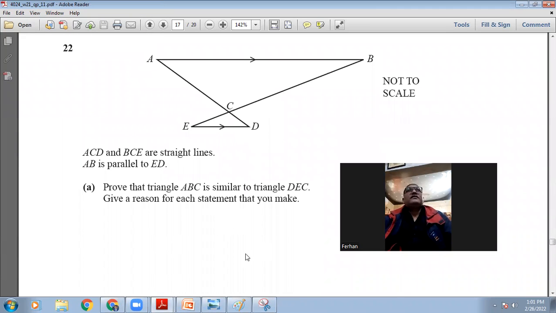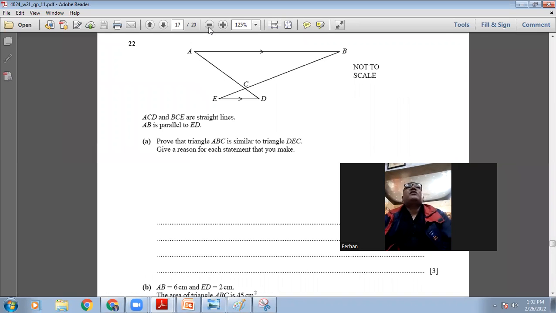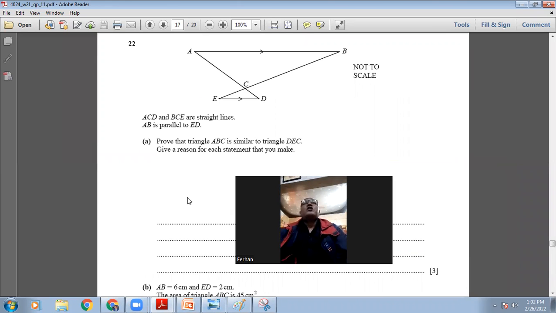Okay, so here we go. He says, here a diagram is given to you. ACD and BCE are straight lines. AB is parallel to ED. Prove that the triangle ABC is similar to the triangle DEC. Give a reason for each statement that you make. Okay, so it's a very easy peasy question. This question is coming from the congruency and similarity of triangles.